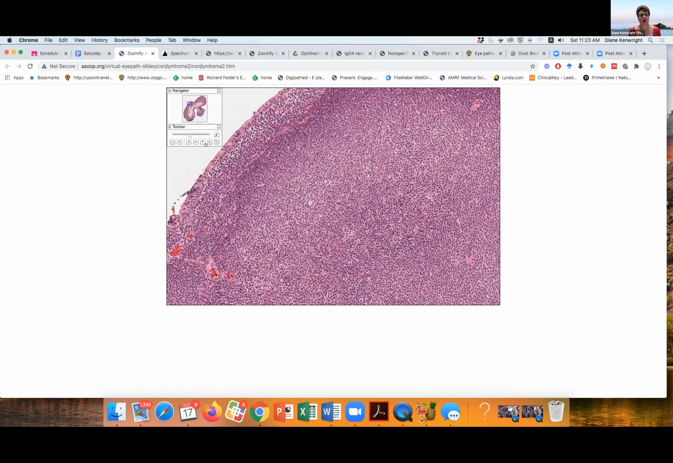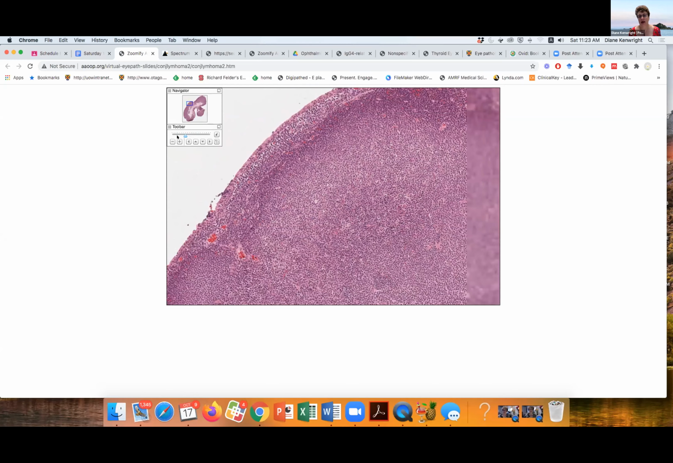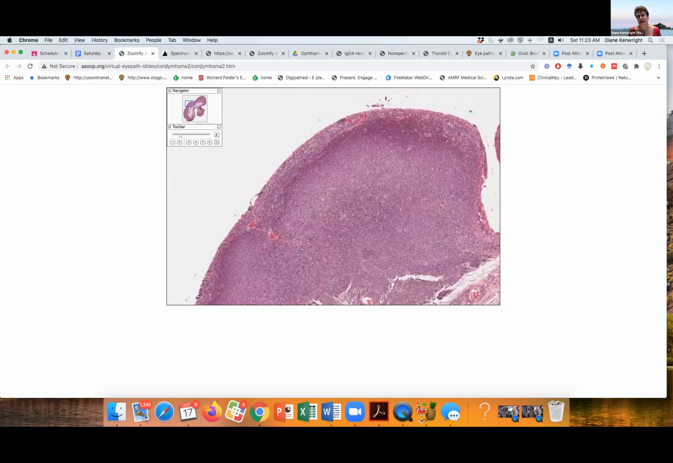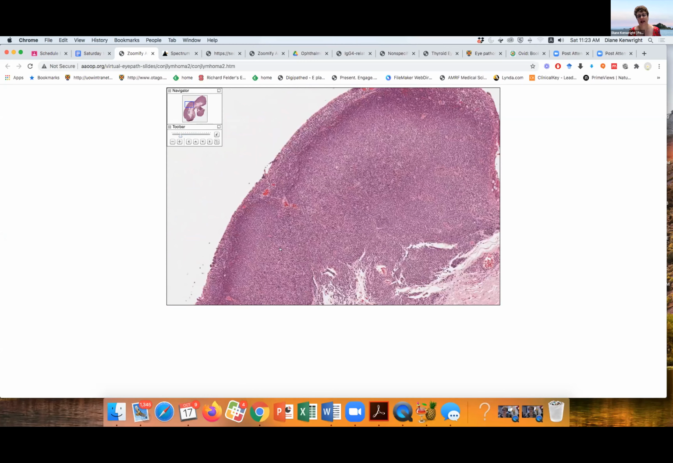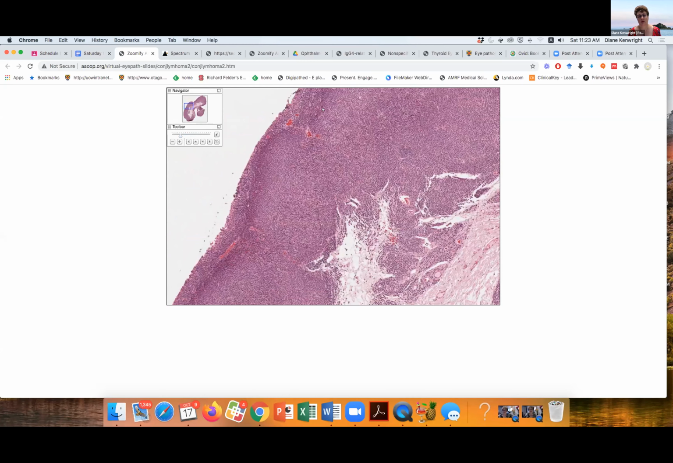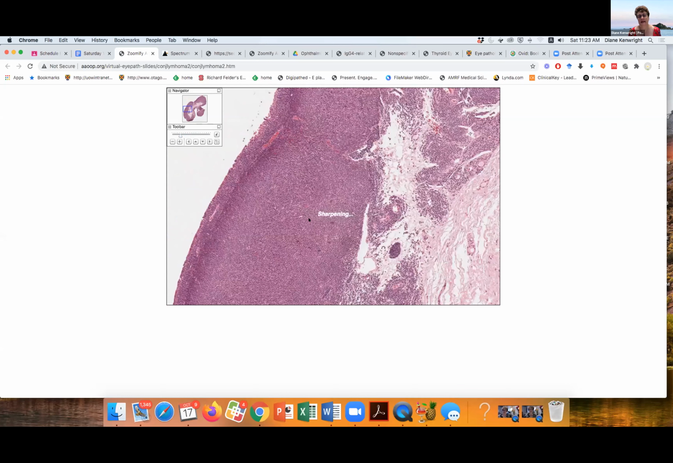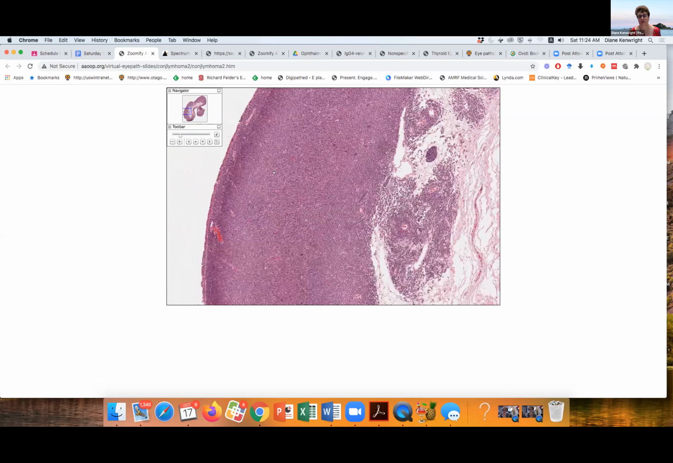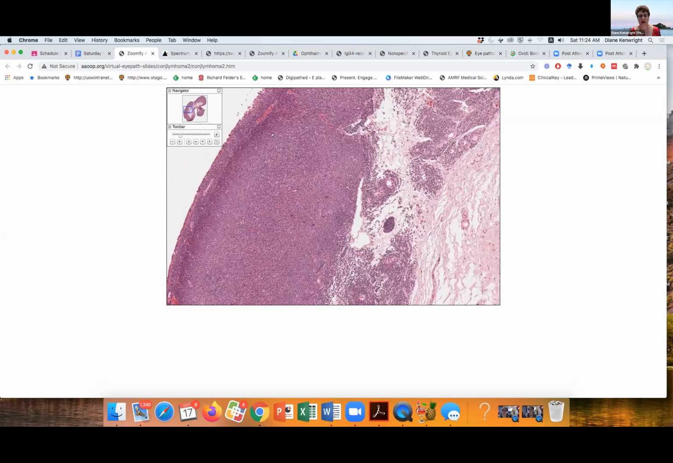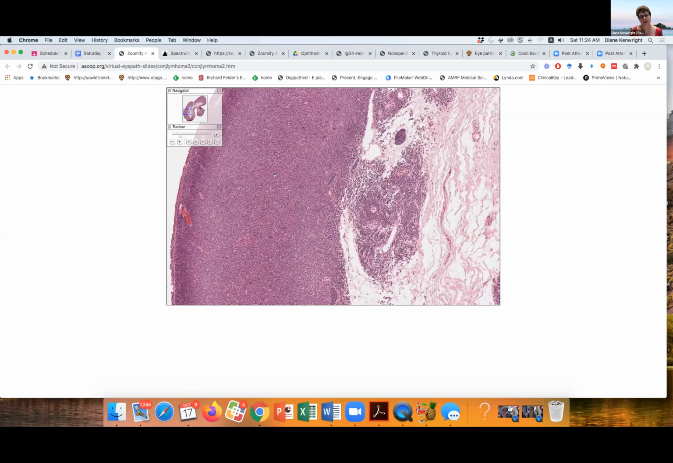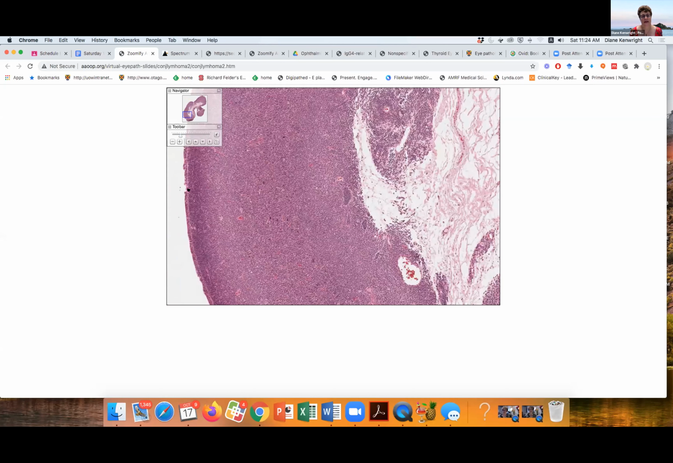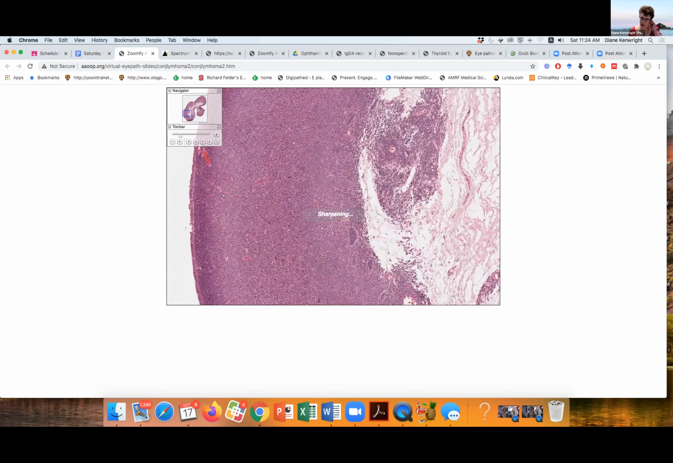So at lower power, when I was looking at this, what I could see really was sheets of cells. It's flat and it appears monomorphic, though there are in places some vague nodules. The other thing that is important is this surface here. In MALT lymphomas, you get lymphoepithelial lesions where the lymphocytes infiltrate the epithelium.